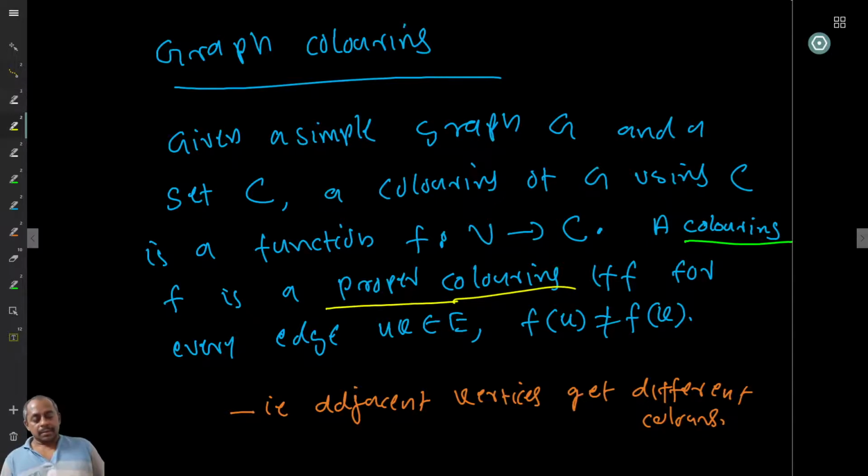Okay, so a coloring F is called a proper coloring if it gives different colors to adjacent vertices. So if U and V are adjacent in the graph, then F of U must be different from F of V. In that case, the coloring is proper. Otherwise, the coloring is not proper. Even if it is not proper, there are applications for that, but most questions will look at proper coloring.